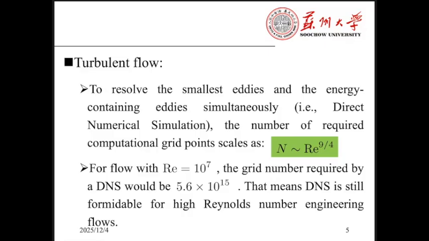Therefore, for flows with Reynolds number equals 10 to the 7th power, the grid number required by a DNS would be 5.6 times 10 to the 15th power. That means DNS is still formidable for high Reynolds number engineering flows.